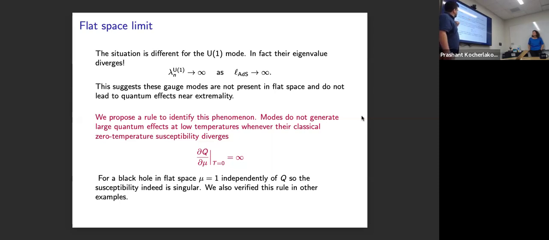But the coefficient of the U1 modes blows up. So this indicates that these U1 modes are not present in the flat space limit. And we propose a rule to identify this phenomenon. I think one could even probably prove it, but we didn't do it. The modes that are problematic in any near extremal limit are the modes whose zero temperature susceptibility or compressibility diverges. So if you have a mode that at extremality, from the classical analysis, dq/dμ is infinite, then those modes would lead to problems. And that's the case for the U1 modes, because for the extremal black hole in flat space, the chemical potential, in appropriate units, is one, independent of the charge. In general, the chemical potential is q over r plus. In the extremal limit, r plus is q, and mu is independent of q. So this susceptibility is singular.